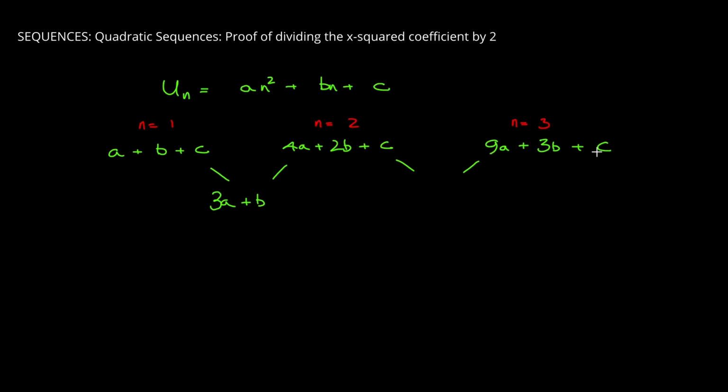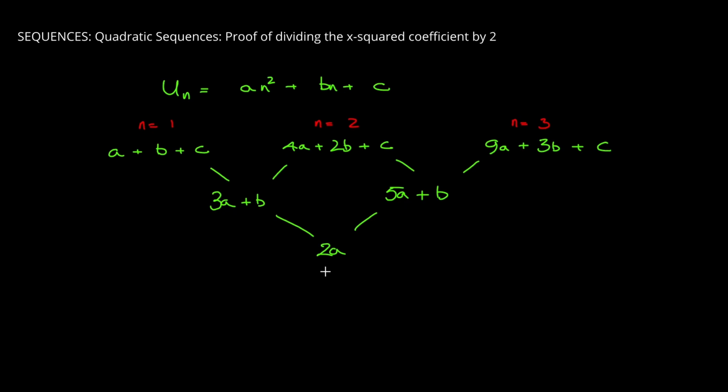Now the difference between this one and this one: 9a minus 4a is 5a. 3b minus 2b is again a single b, and the c's disappear. Now the second difference: 5a minus 3a is 2a, and I've written it in the middle for a reason, because the b's disappear. So there we are.